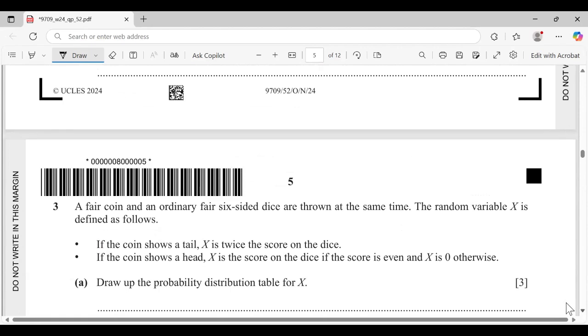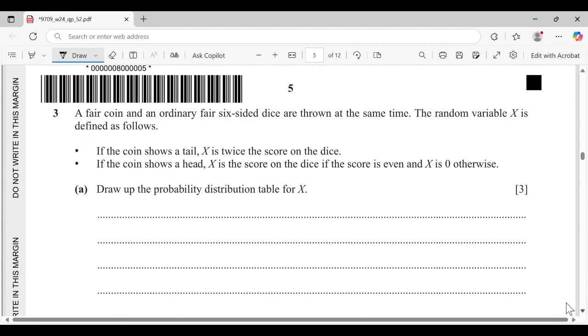That's the result. Number 3, a fair coin and an ordinary fair 6-sided dice are thrown at the same time. The random variable x is defined as follows. If the coin shows a tail, x is twice the score on the dice. If the coin shows a head, x is the score on the dice if the score is even, and x is 0 otherwise. Draw up the probability distribution table for x.